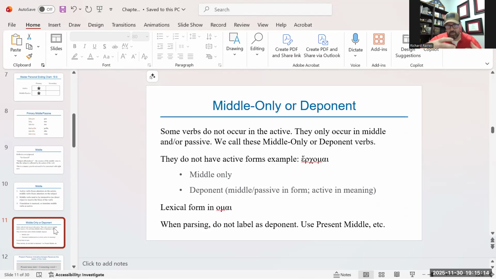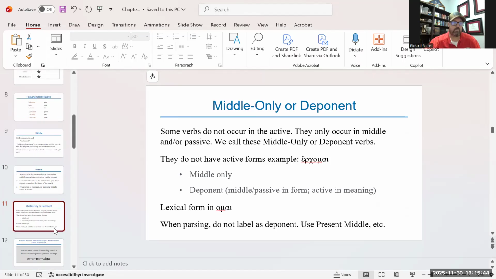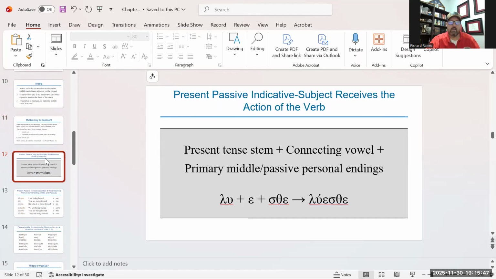So this slide is letting you know that there are verbs that don't occur in the active. They only occur in the middle and or passive. We call those verbs deponent verbs. And when you're parsing them, the lexical form that you're going to provide is the first person singular present, middle or passive, which would be whatever the verb is, omai, erchomai in this case. Okay.